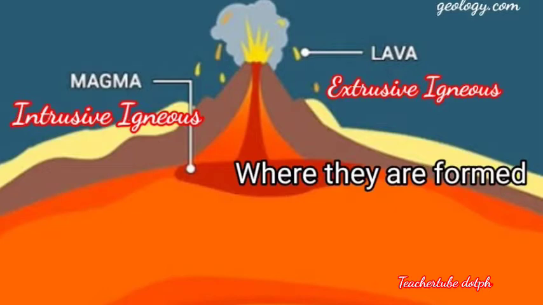Alright, if the rock is formed from magma, that is a molten rock inside the earth, it is called intrusive igneous. If the rock is formed from lava, that is a molten rock on the surface of the earth, it is called extrusive igneous.